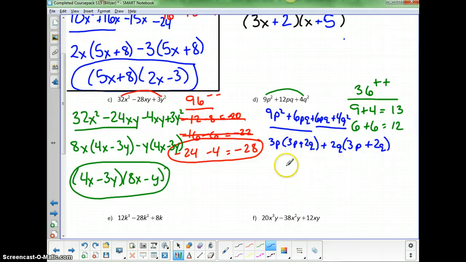The parentheses match, which is fantastic, so I can factor that out. 3p plus 2q. And what's left is 3p plus 2q from the 3p here and the 2q here. Notice that I have 3p plus 2q and 3p plus 2q, so I can write my answer as 3p plus 2q squared.